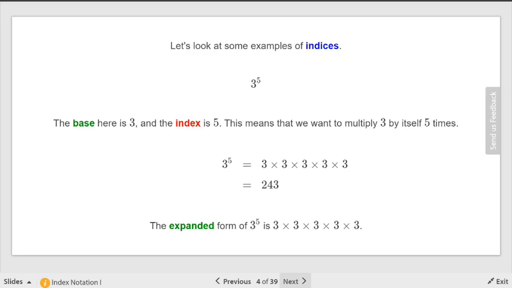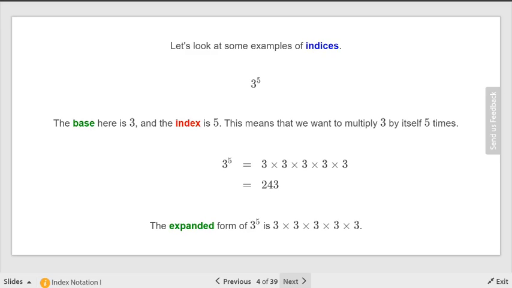3 times 3 times 3. In other words, 3 times itself. How many times? 5 times. You guys, that's too funny. All right? Okay? That's fine, because if you have one of those moments, that helps you learn, right? Helps you remember it.